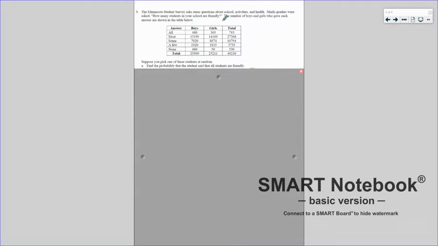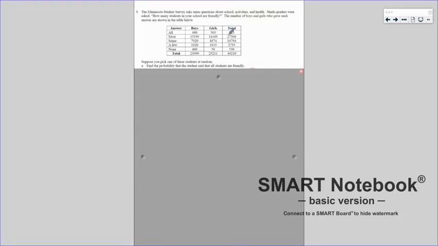So you can see how the boys answered. You can see how the girls answered. They totaled up each of the answers. All, most, some, few, none. They totaled up the boys and the girls on the bottom. All right, find the probability that the student said that all students are friendly. So all are friendly. That's our top row.